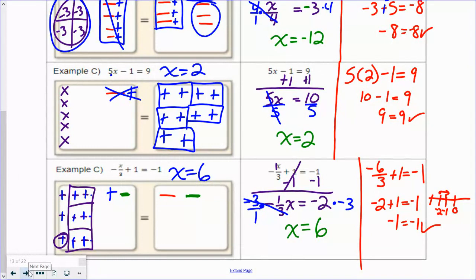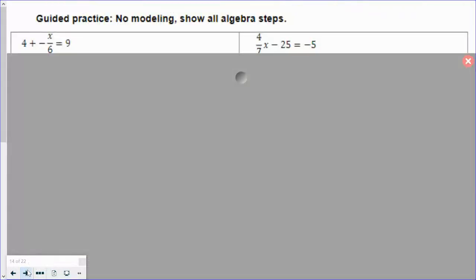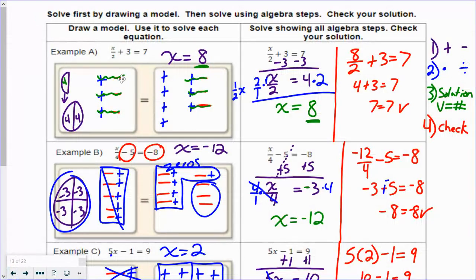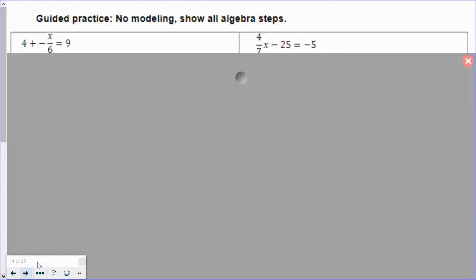All right, next page. Pause your video. I want you to try these two algebraically. See, it says no modeling. Show all algebra steps. You need to. What's the algebra steps? Get rid of your addition and subtraction, then multiplication and division, solution, and check your work. That is everything we should see when you do this. So pause your video, then come back to see if you got the same answers that I did.